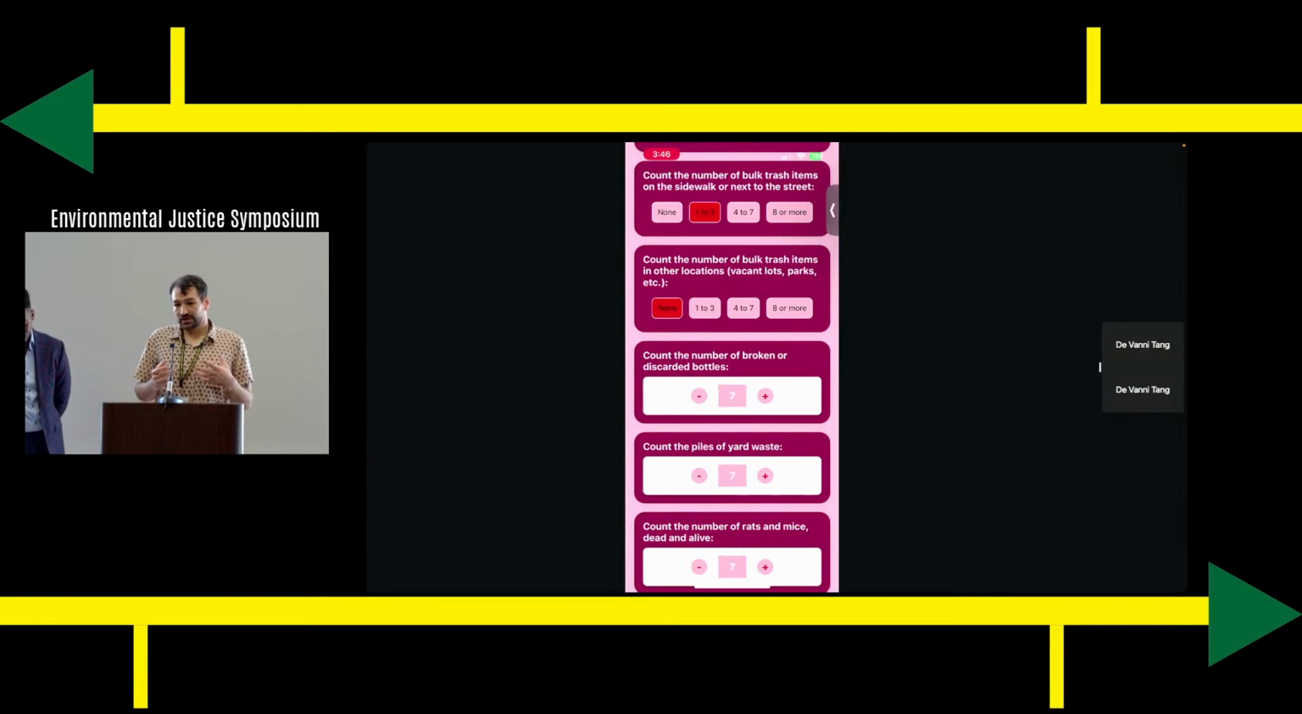Again, we're not trying to collect data in such a scientifically accurate way that we can legitimately quantify how much trash is there, or how broken the broken windows are, or things of that nature. But we want to collect enough information that it can provide a conclusion to community members, policymakers and academics. So, Devani, do you want to go back to the home screen for me, please?